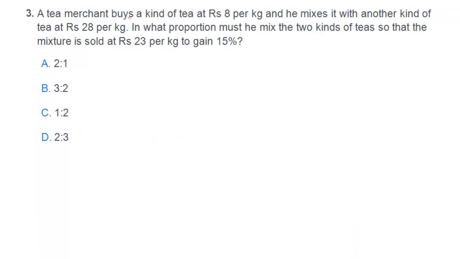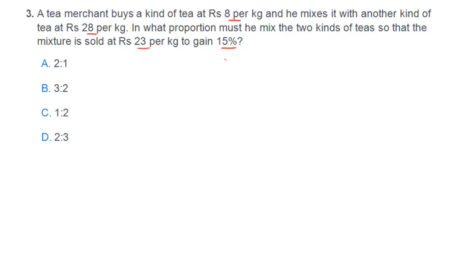Let's take the next question that says, a tea merchant buys a kind of tea at rupees 8 per kg and he mixes it with another kind of tea at rupees 28 per kg. In what proportion must he mix the two kinds of tea so that the mixture is sold at rupees 23 per kg to gain 15%?